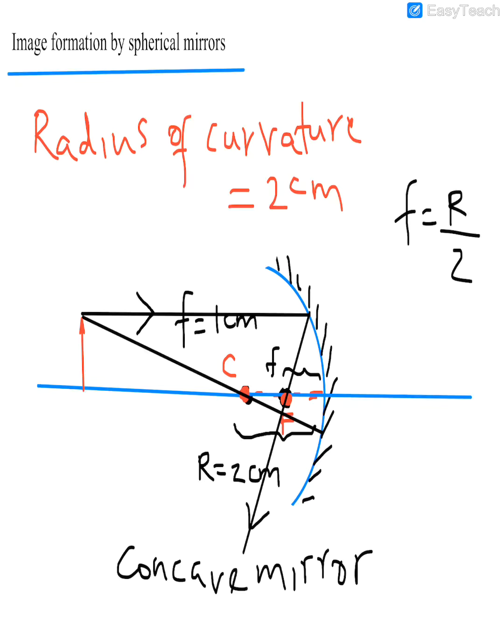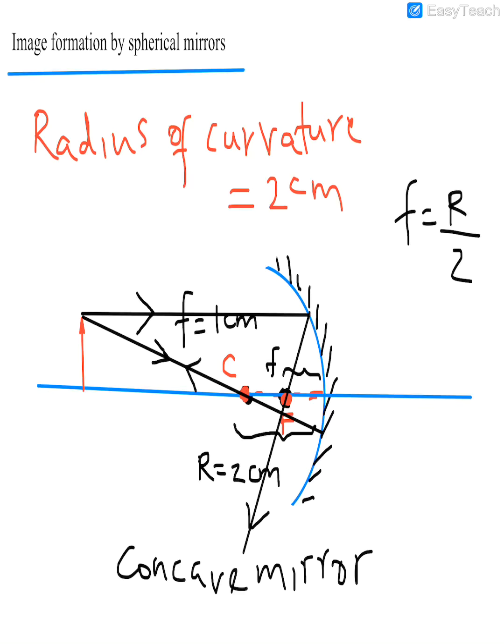What happens after reflection? Since it is moving, this is the moving ray. Now what happens after reflection? It will retrace the path, means it will come back in the same path. So it is coming back in the same path. Arrows will be on the same line, isn't it?